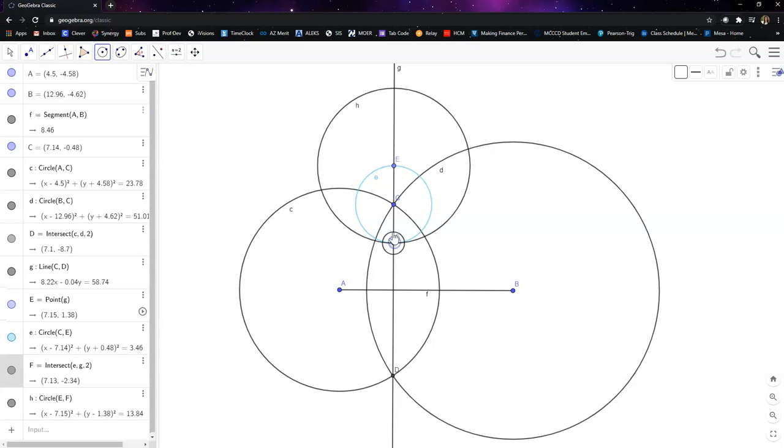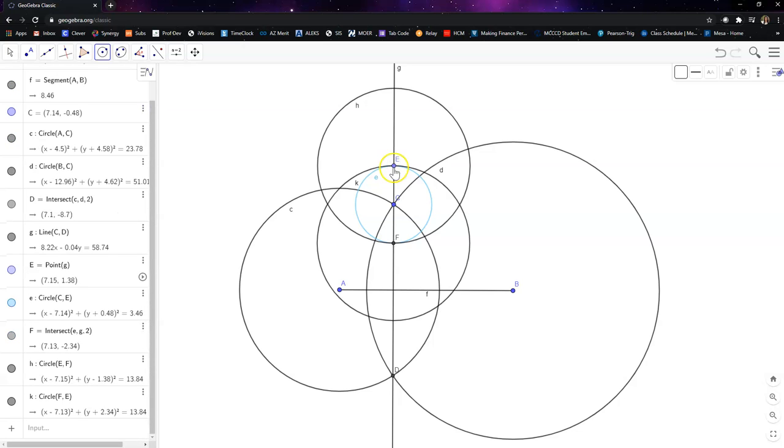And then I'm going to flip that. I'm going to center at that point through the other point. Kind of looks like an eye now. See, it's kind of like a blue iris in the middle.